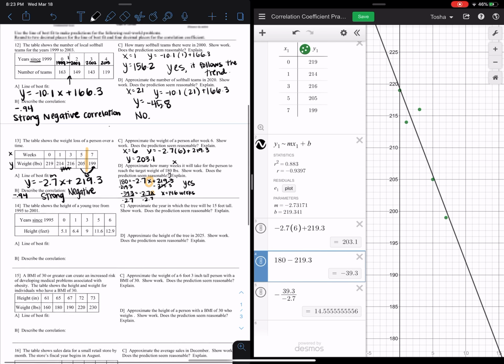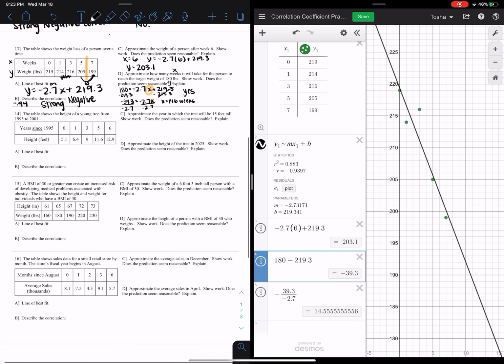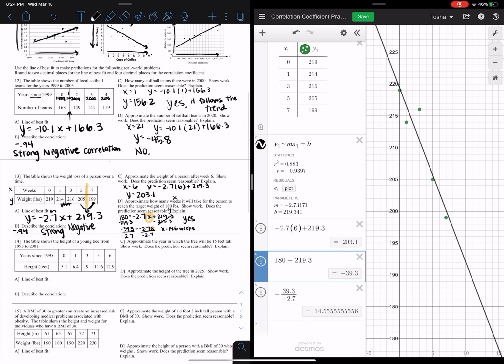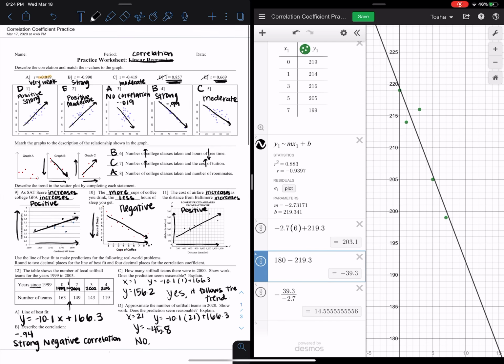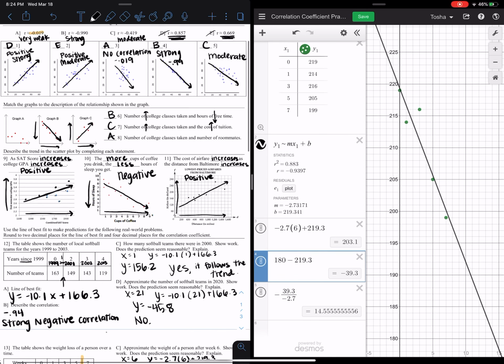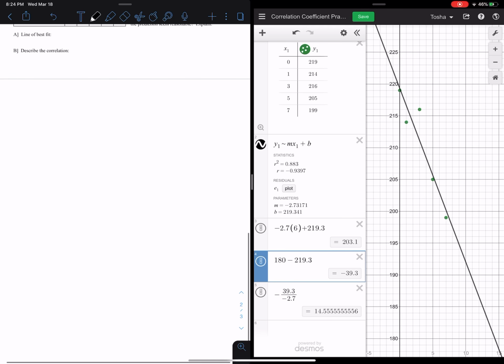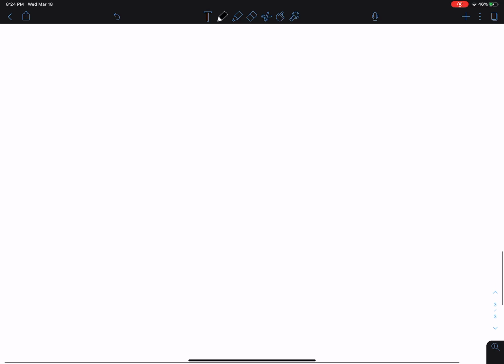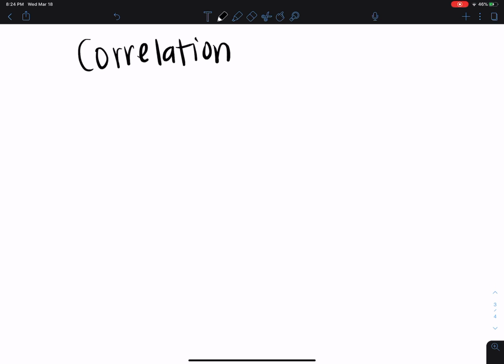Okay, if you would like to do the last 3 as practice, you are welcome to, but I feel like we've gone over this enough and you had an assignment on it already. So your assignment this time is going to be about correlation. And then I also have another video posted that's about causation. So it's going to go over correlation versus causation.